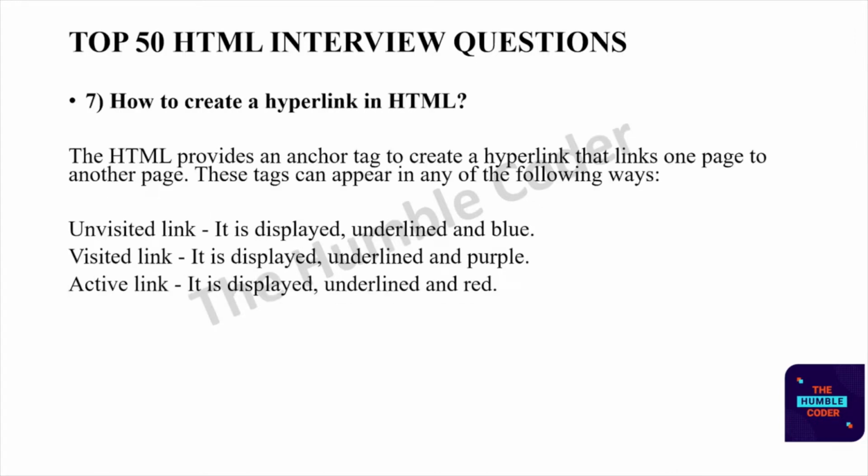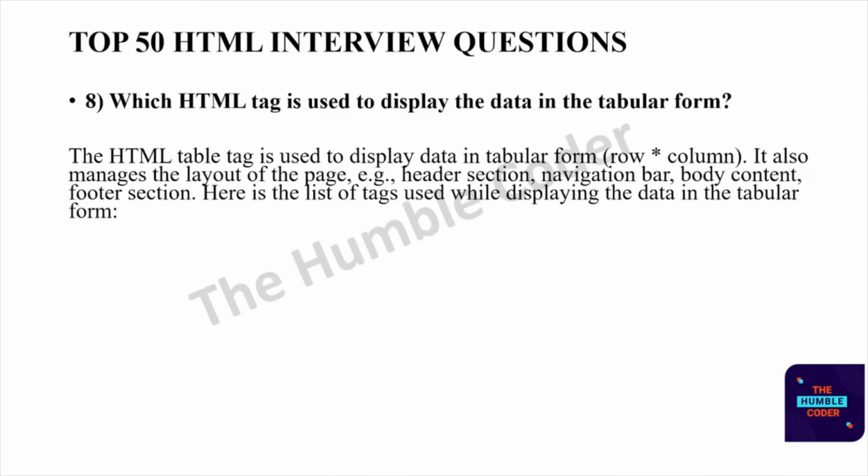How to create a hyperlink in HTML? The HTML provides an anchor tag to create a hyperlink that links one page to another page. These tags can appear in any of the following ways. There are different kinds of links. Unvisited link, it is displayed underlined and blue. Visited link, it is displayed underlined and purple. Active link, it is displayed underlined and red. So this is the meaning of the different colors for a particular link. So this is what it means by hyperlink in HTML. Let's move ahead with the next question now. What is HTML?